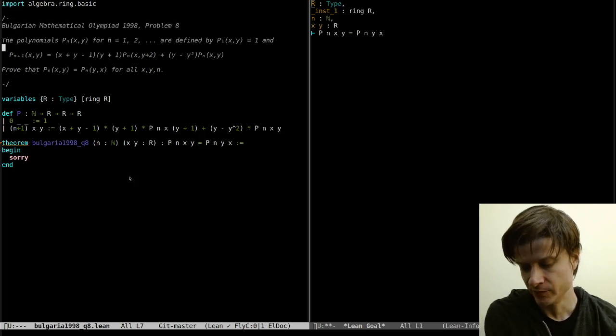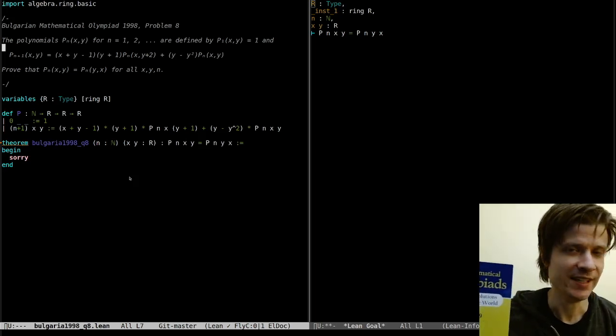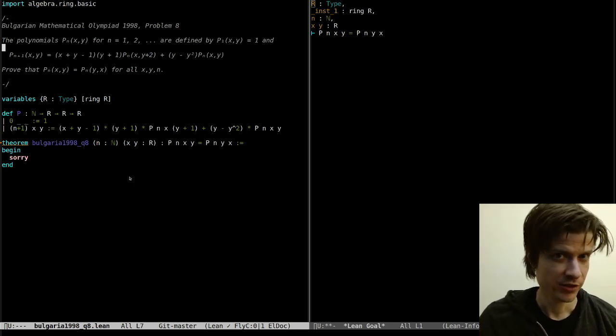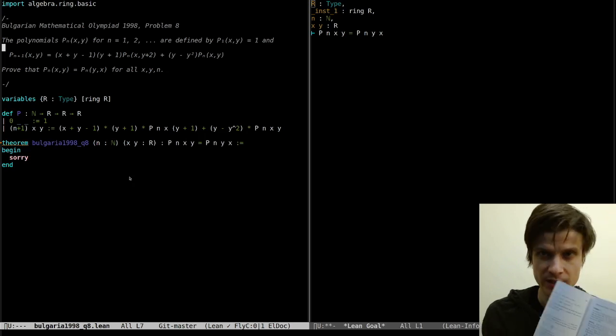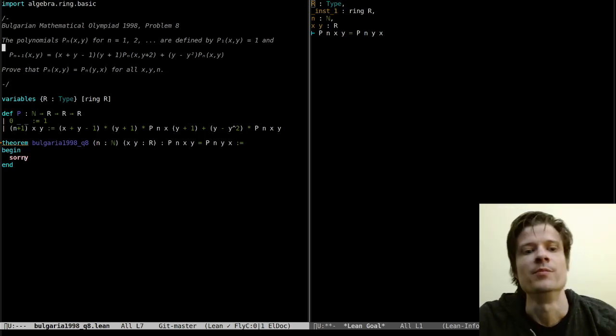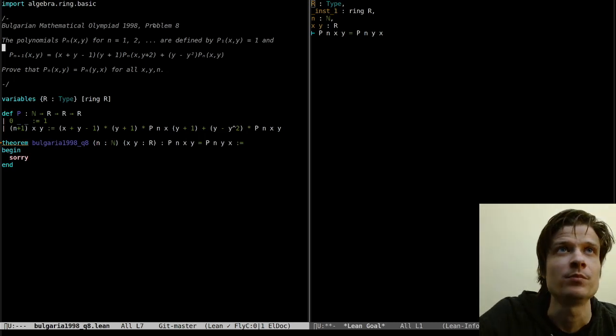We're taking problems from this book of Olympiad problems from 1998. It's got problems and solutions. We're just choosing problems, looking at their solutions, and turning them from the informal math into formally verified Lean code. And this week the problem is from the Bulgarian Mathematical Olympiad 1998, problem number 8.